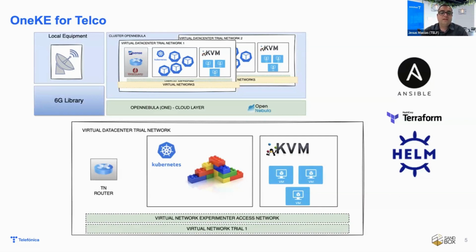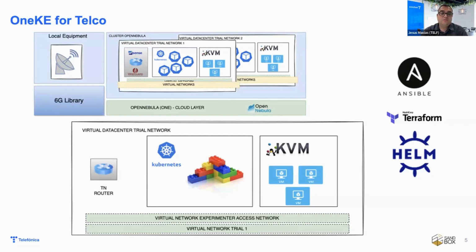So inside the trial network, we must be able to deploy applications and services that run in Kubernetes, but also without forgetting that OpenNebula gives us the chance of running virtual machines and coexisting without problems.